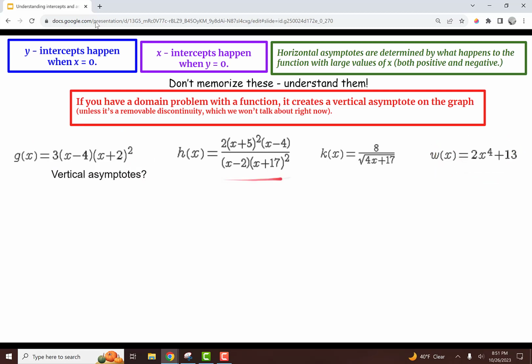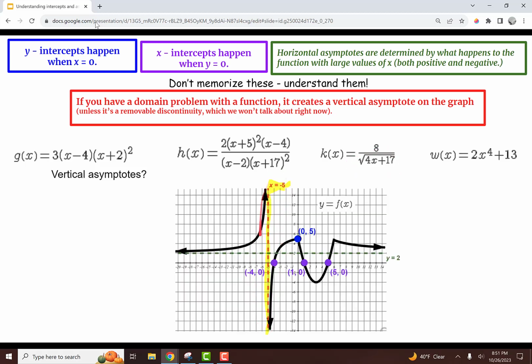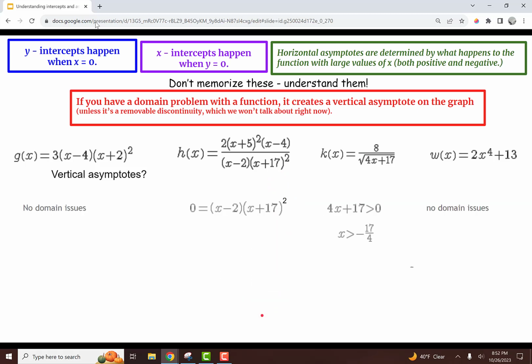The only domain problems is going to be right here. We're not allowed to have that be 0. Also here, we're also going to have to worry about it being negative inside that square root, but 0 is going to blow it up. So again, vertical asymptotes, what I'm talking about is what I've highlighted there.